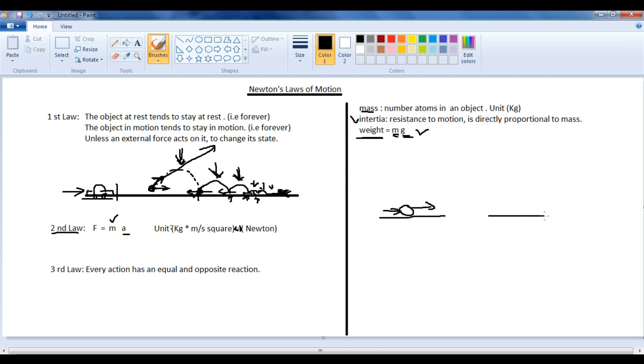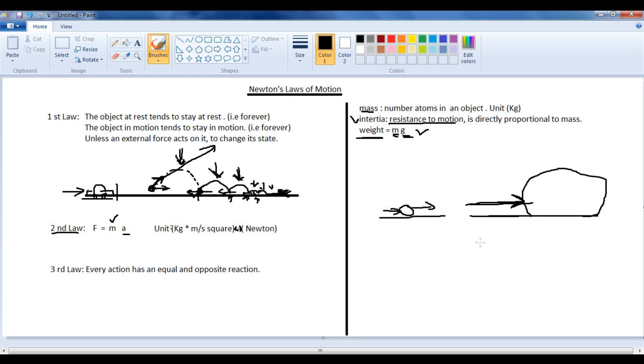Now let us take this much big stone. If you have to move this object, you need to apply a very big force, right? Inertia indicates the resistance to motion.